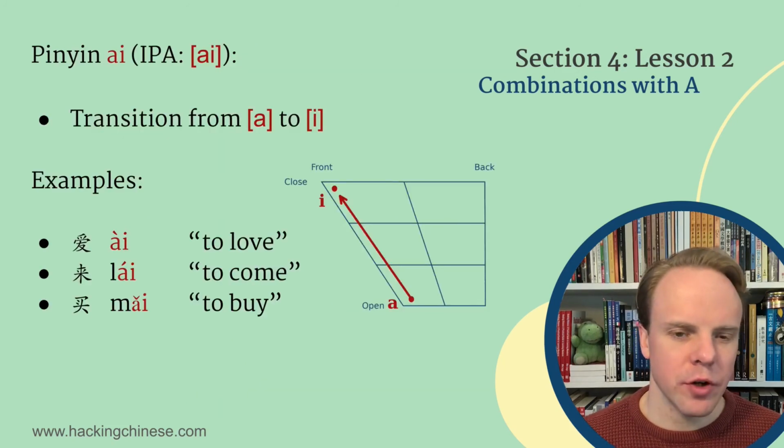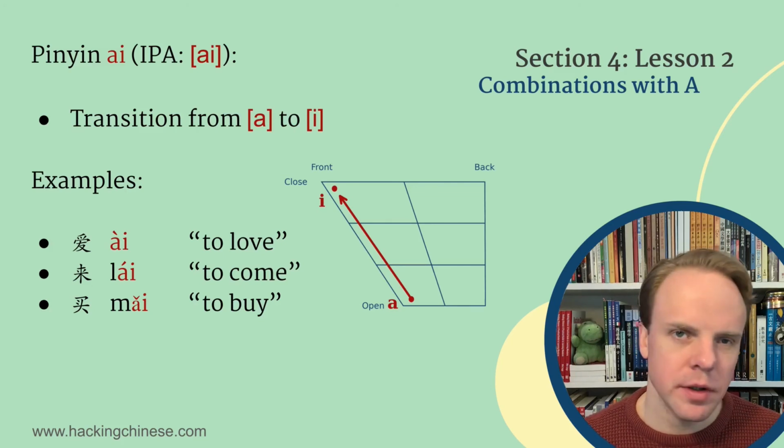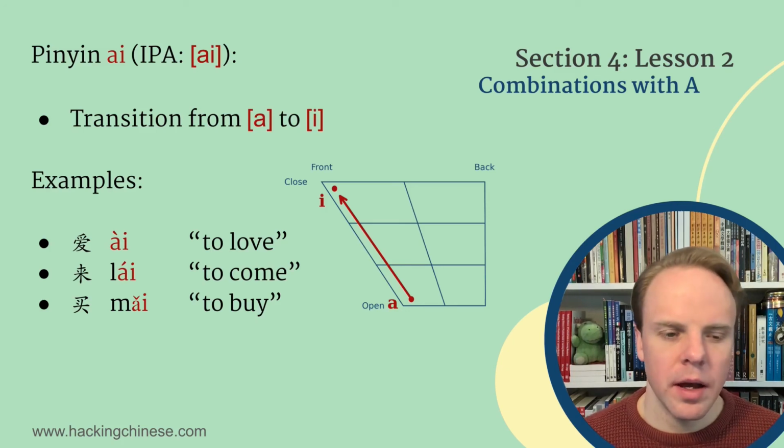So let's look at a few examples. There is nothing else really going on here, it's just a straight transition, as I said. So, for example, to love is ai. And then we have to come, lai. And then we have to buy, mai.